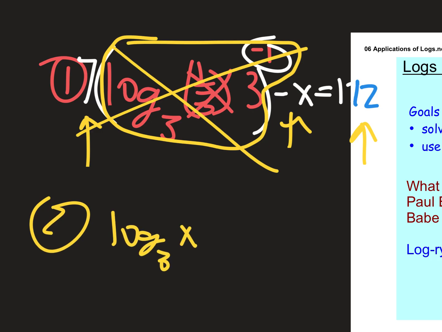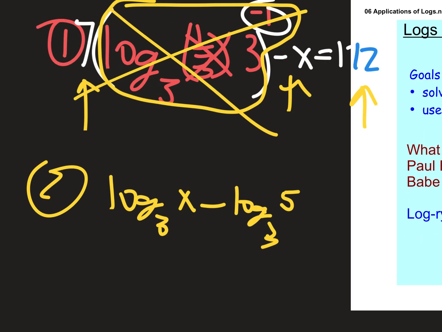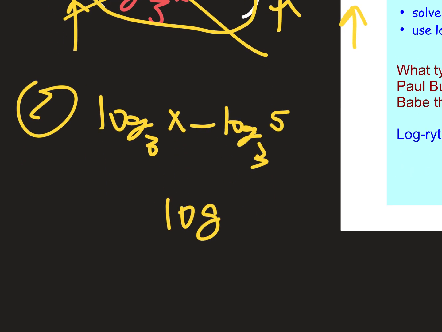All right. Question number 2 that was written on the board before we started was log base 3 of x minus log base 3 of 5. And are the bases the same? Yes. Then you can combine them together and make it just log base 3 of x over 5. If you said 5x, you were wrong. This is a minus, so it's x over 5.